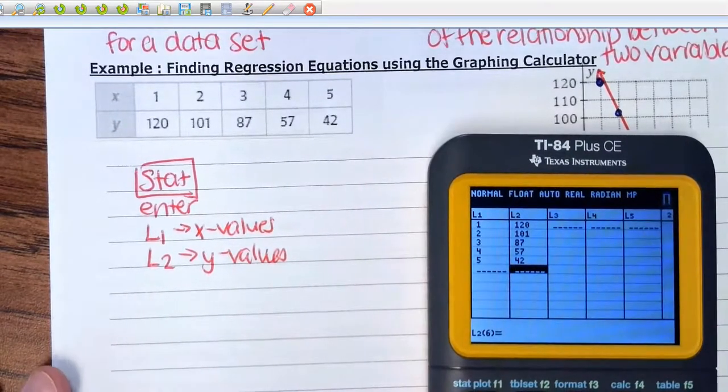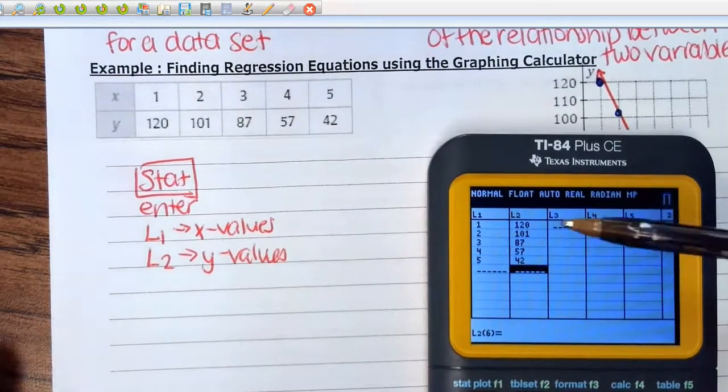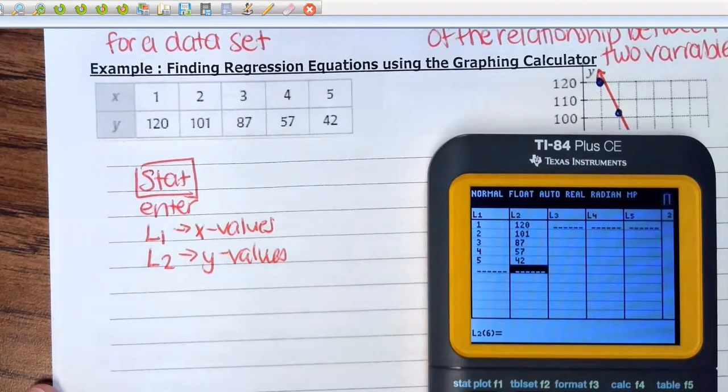And then I always just spot check here. I've only got 5 points, so it's not too bad to check. But just make sure you didn't make a mistake typing, and make sure your X values and Y values line up as they appear in that table.